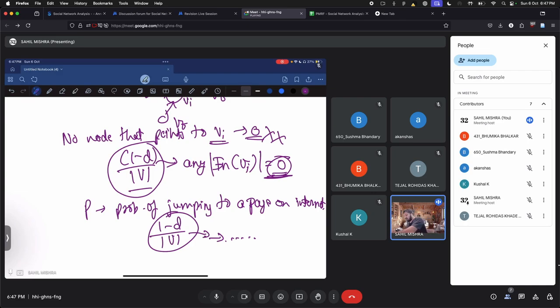So as you can see, the first term 1 by d upon mod v is the probability of a random walker starting a new walk from a random node. Okay, so this is what the exact thing tells.